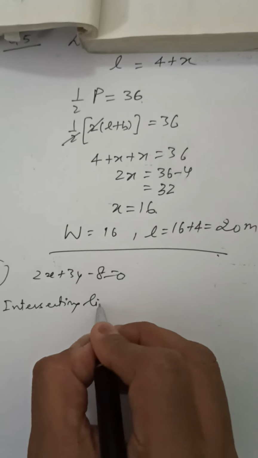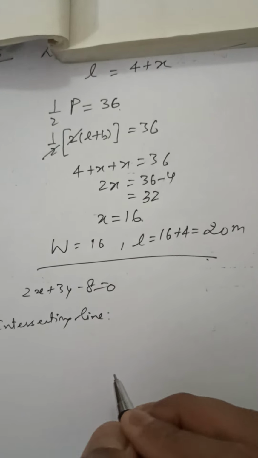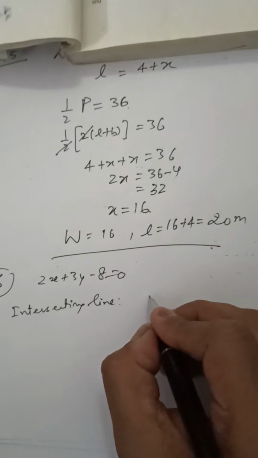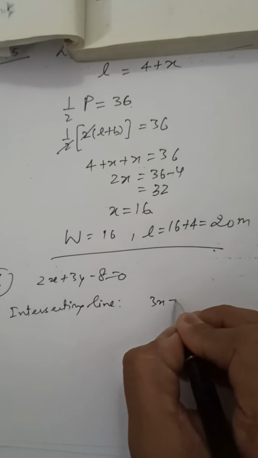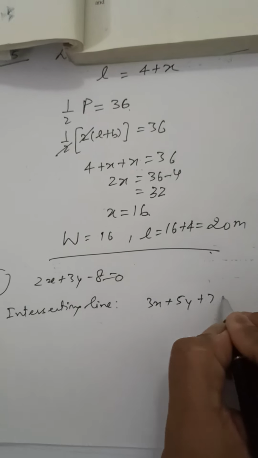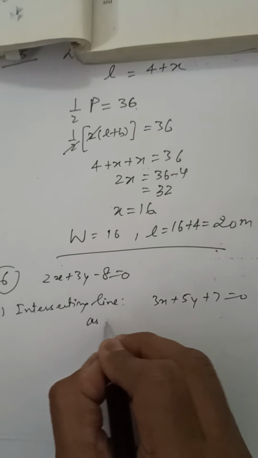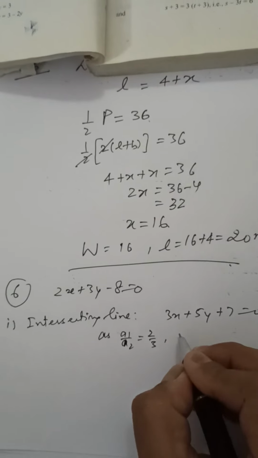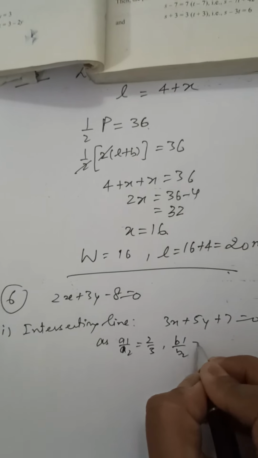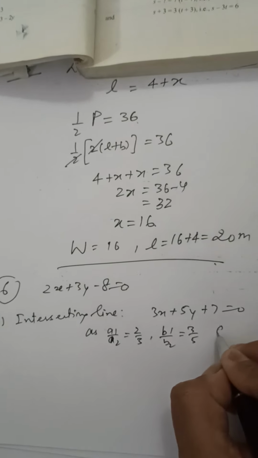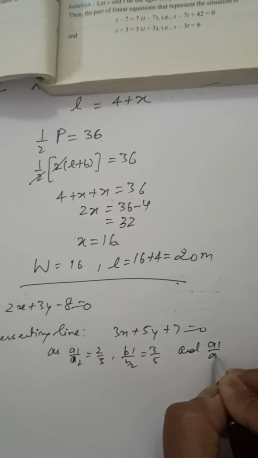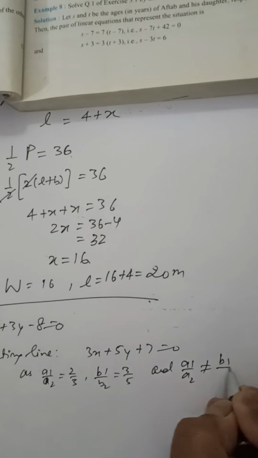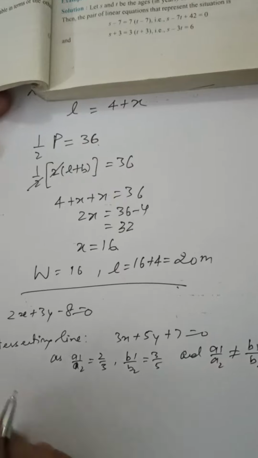For that, you must remember a1 upon a2 is not equal to b1 upon b2. So we take any equation 3x plus 5y plus 7 is equal to 0, as a1 upon a2 is 2 by 3, b1 upon b2 is 3 by 5, and a1 upon a2 is not equal to b1 upon b2, so they are intersecting lines.